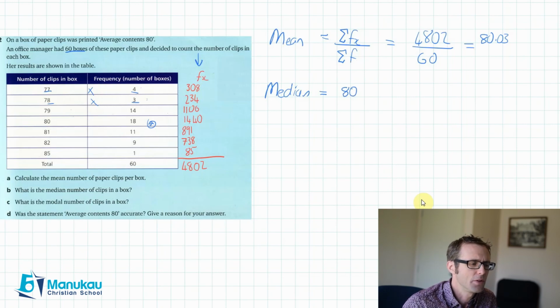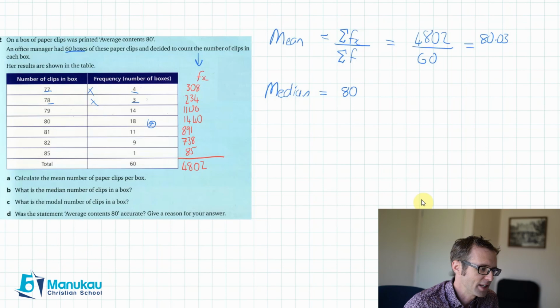If you're struggling with that, just remember the median is the middle value, and we've lined up all of our data. There's a lot of it. There's 60 items of data. And instead of me writing out 77 3 times, and 78 3 times, and 79 14 times, and 80 18 times, etc., and then finding the 30th and 31st, I've just used this frequency column here to find that answer.